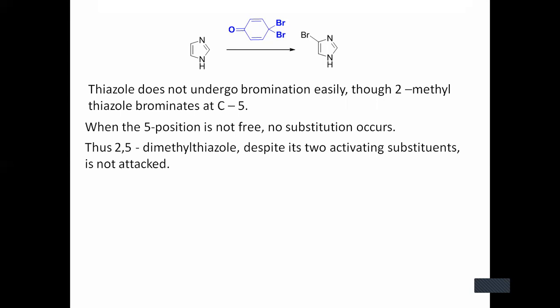Similarly, 2,5-dimethyl thiazole, having 2 methyl groups attached to thiazole, does not undergo bromination, because the 2 and 5 positions are really reactive positions, while the 4th position is not sufficiently electron rich, and hence bromination is not possible at the fourth position. In thiazole, only 2 and 5 are activated, but if they are occupied, then that will not give you the bromination product. Fine.